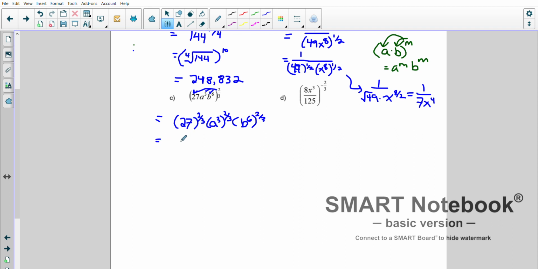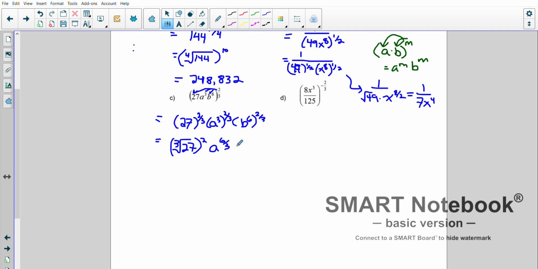So this is going to be the cubed root of 27 to the power of 2. And for these, I'm just going to use my power law, keep the base the same, multiply the exponents. So top times top, 3 times 2 is 6. Bottom times bottom, 3 times 1 is 3.